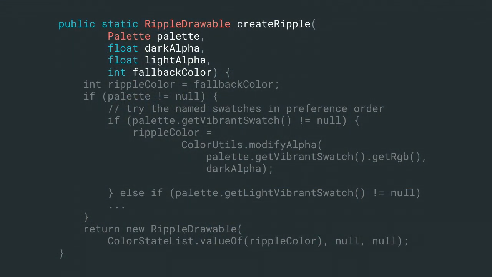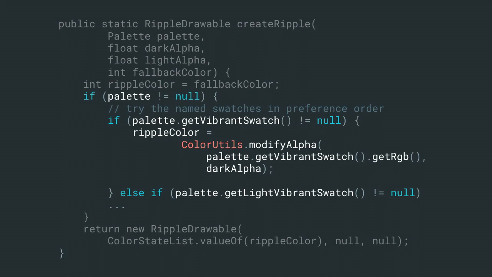Once you have a palette, I then have this little method to create a ripple drawable for me. Now, Palette will give you these named swatches. In particular, I really want to use the vibrant color. So picking out that red from that first image we saw is a great way to tie the touch ripple back to the item. So what I do is I walk through the swatches one at a time.